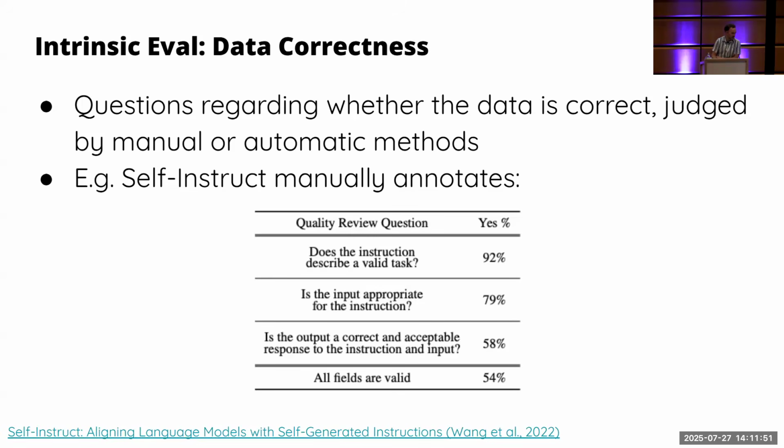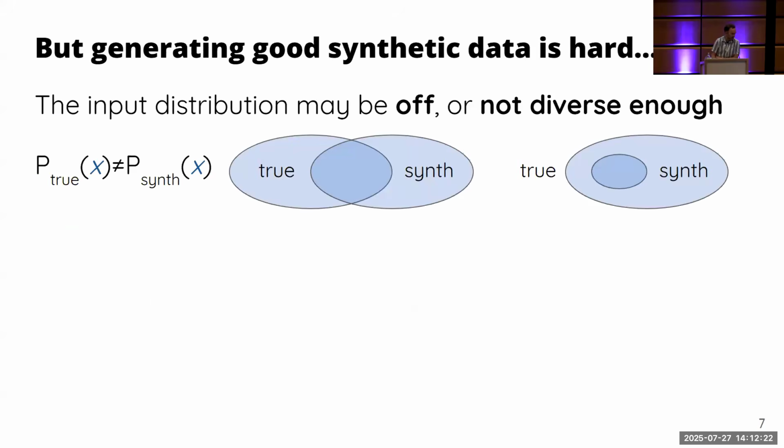So this is an example from the self-instruct paper by Yizhong and others. Basically here, this specifically asked for manual annotations where they had quality review questions like, does the instruction describe a valid task? Is the input appropriate for the instructions? So this is instruction input matching. And then, is the output a correct and acceptable response to the instruction and input? And you can see that these roughly align with the questions that I was talking about here.